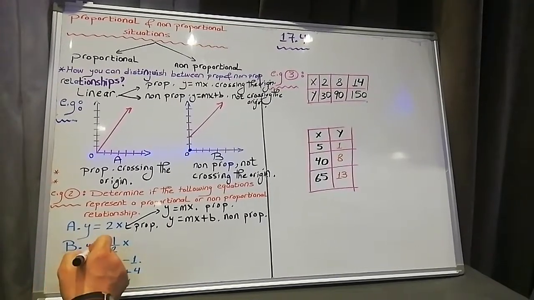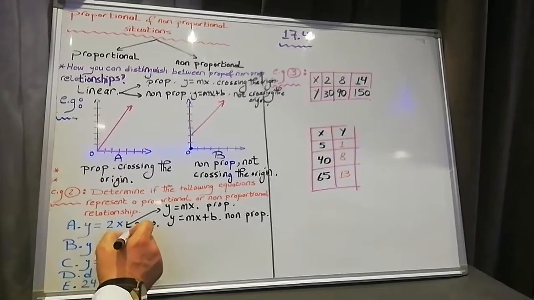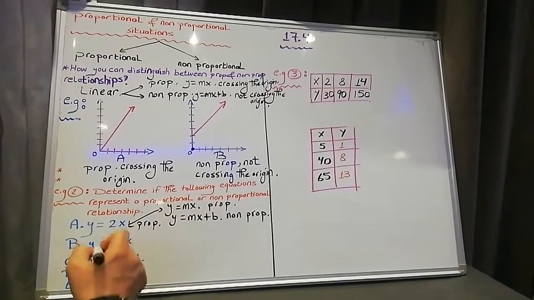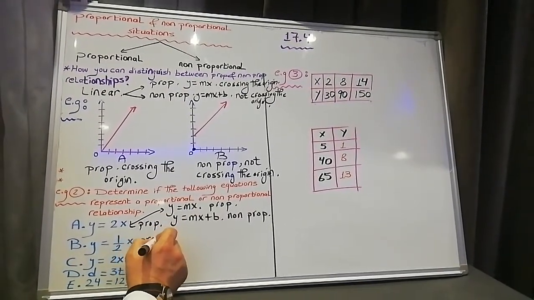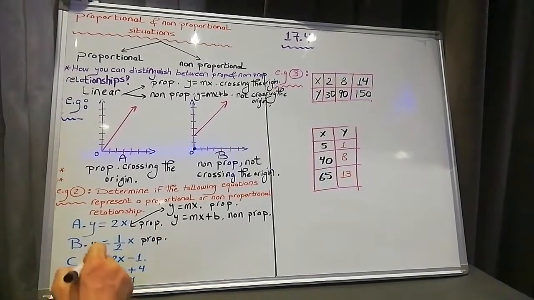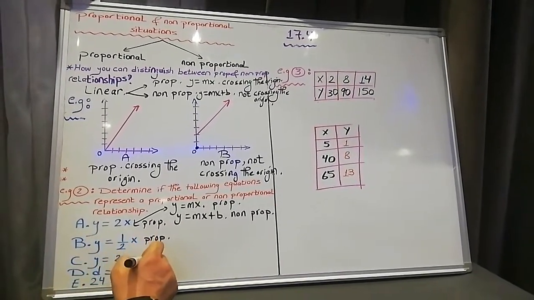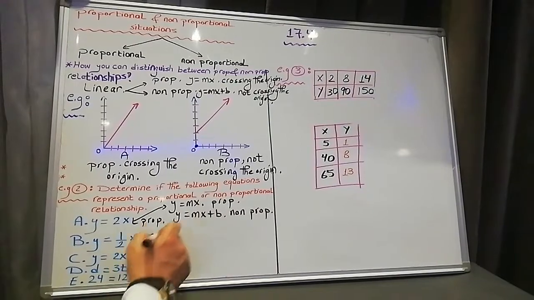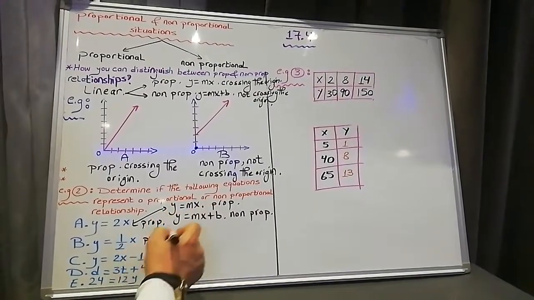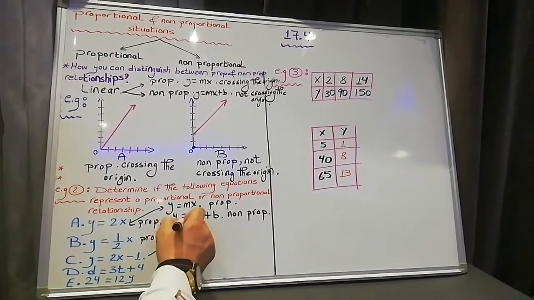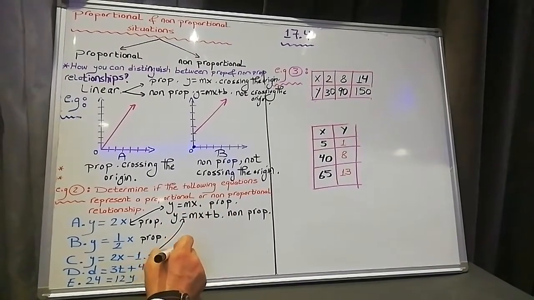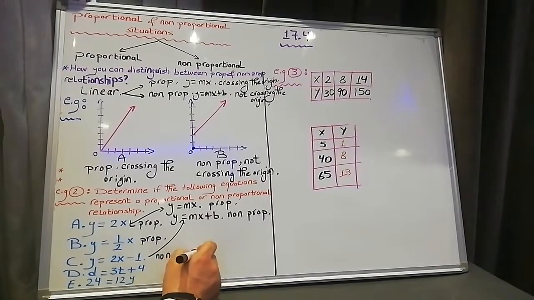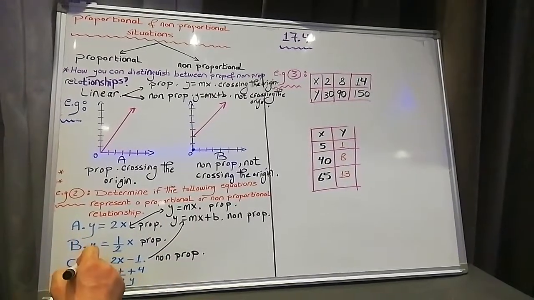Continue with B. Y equals half x. Also, it comes in the form of y equals mx. Then it is a proportional relationship. C, y equals x minus 1. In this case, guys, y doesn't equal mx. Y is equal to mx plus b. So it is a non-proportional relationship.